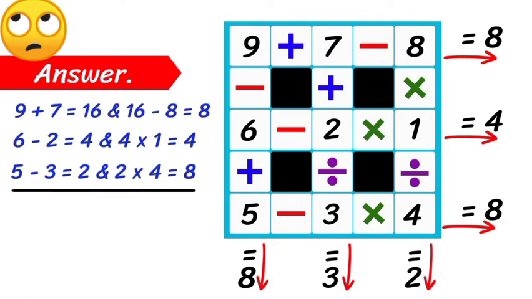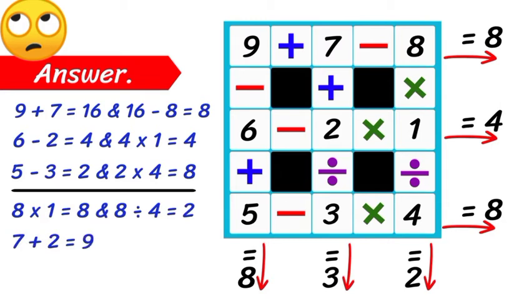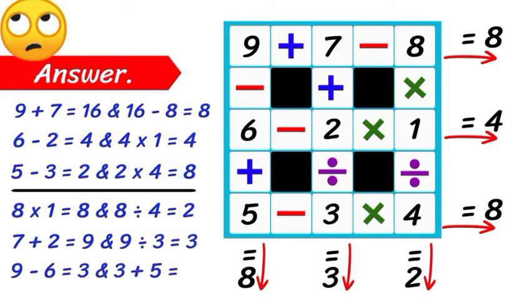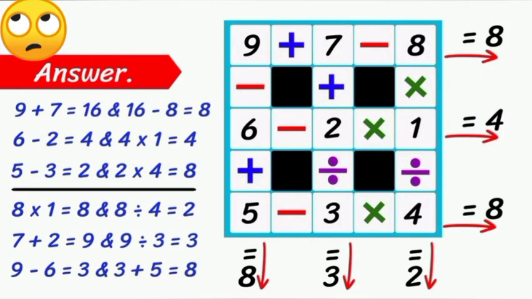Now column 3. 8 into 1 equals 8. 8 divided by 4 is equal to 2. 7 plus 2 equals 9. 9 divided by 3 equals 3. 9 minus 6 equals 3. 3 plus 5 equals 8.